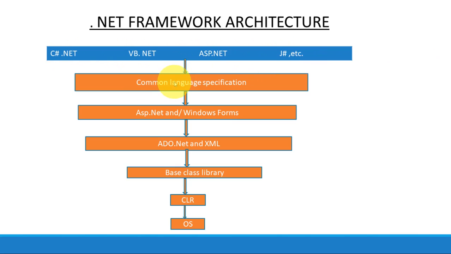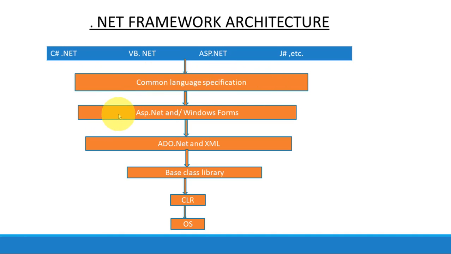Now, in the next layer, we have CLS, that is Common Language Specification. In this, we consider common concepts of various different languages. For example, the object concept, which is the same for C#, VB.NET, etc. All these languages have different syntax, but the same object concepts. So we have to bring many different languages to some common ground by using this CLS.